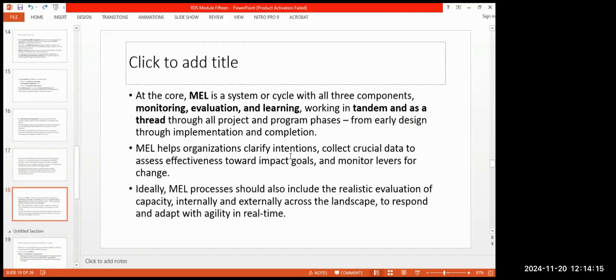Now, at the core of MEL, the monitoring, evaluation and learning system, we have said we have the three elements: monitoring, evaluation, and learning, and they have to work in tandem. They should not isolate each other. M and E and L should be working in tandem with each other. When it's like that, it can help an organization to clarify what it wants to do. It clarifies the need for the right information to be collected so that we're able to make a proper judgment on the goals.